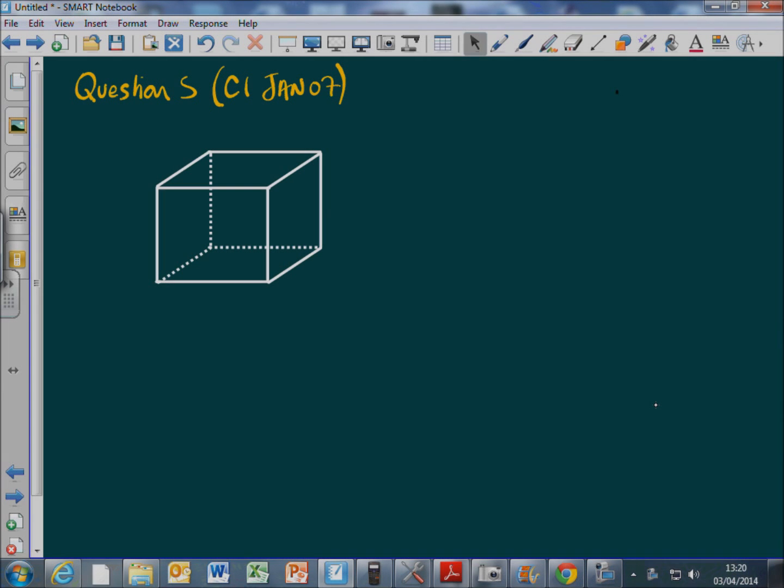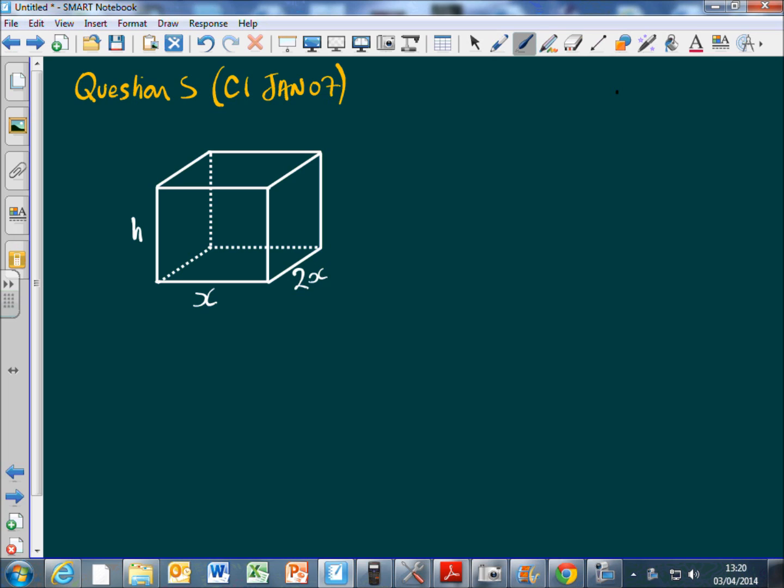Question 5 from the C1 paper from Jan05, isn't it? Okay. The diagram is an open-top water tank, horizontal rectangular base and 4 vertical sides. The base has width x, length 2x meters, and height h.